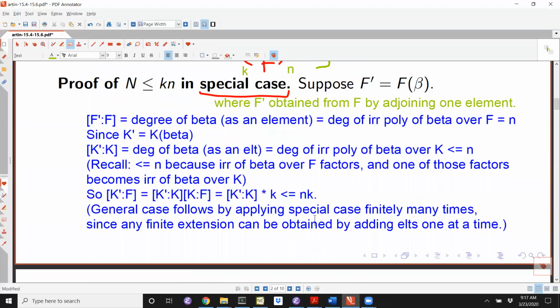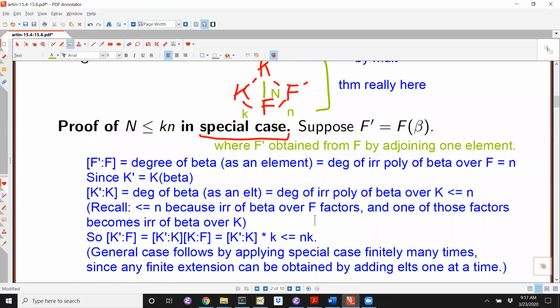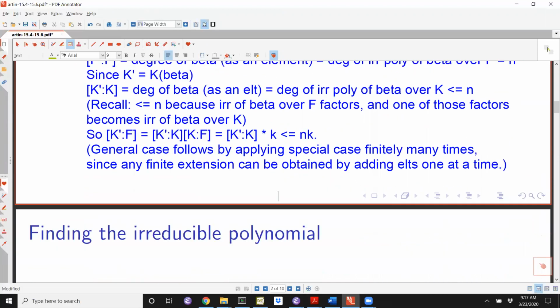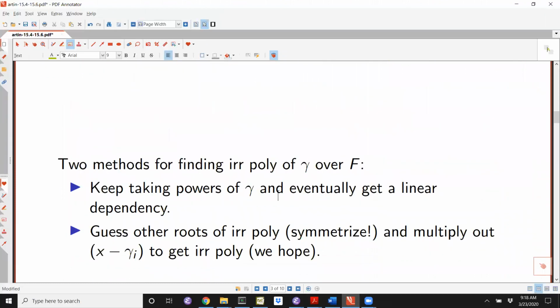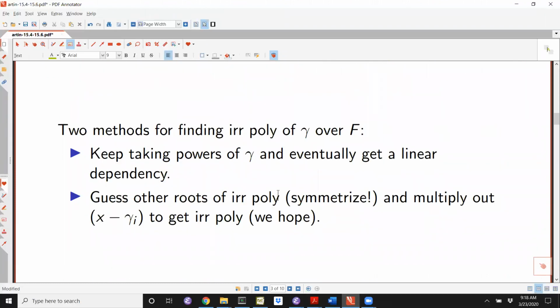Okay, and there's the proof, and if you want to go back and review the proof, you can just go look at the slide. Now we're on to finding the irreducible polynomial of an element over a base field, capital F. There are two general methods for finding an irreducible polynomial of an element gamma of a field extension over some base field F. One is the method we're about to use, which is to keep taking powers of gamma and eventually get a linear dependency.